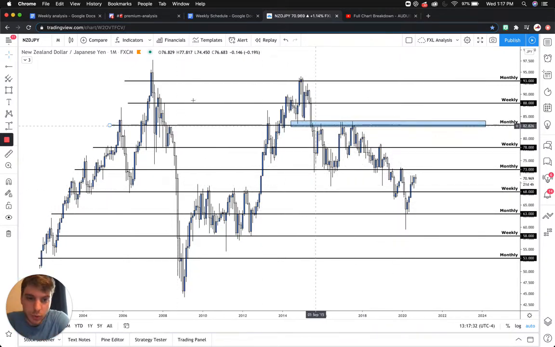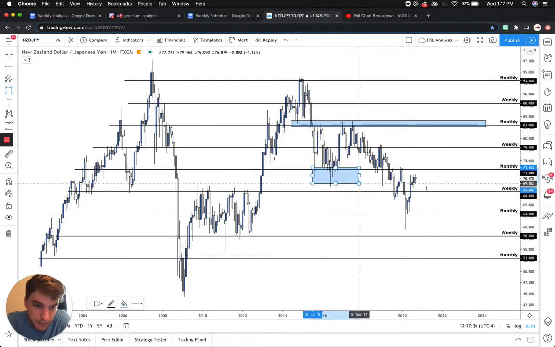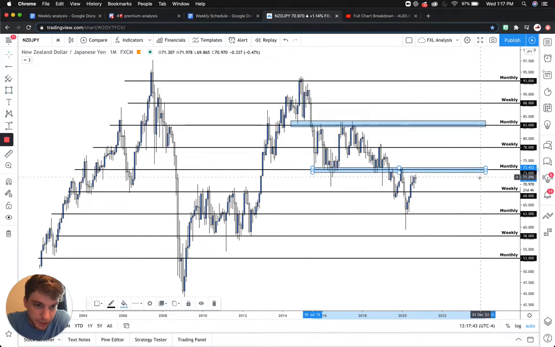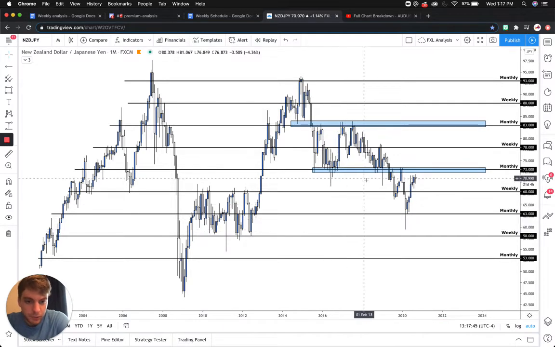Okay, so there's one more zone here that I like. It's this one right here. Massive support that was finally broken and then tested as resistance. Right there. Okay, looks pretty good.